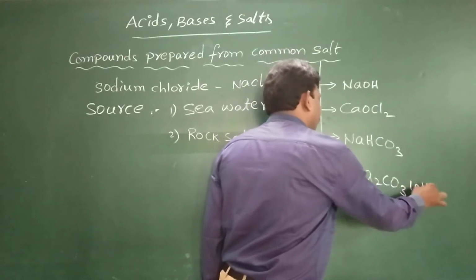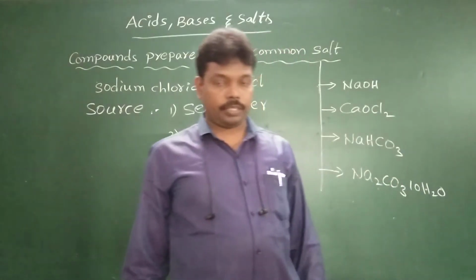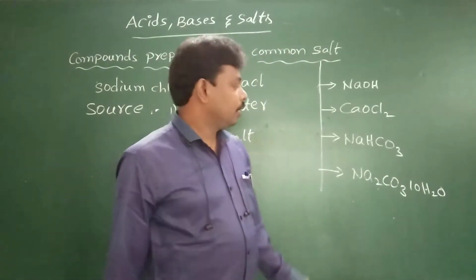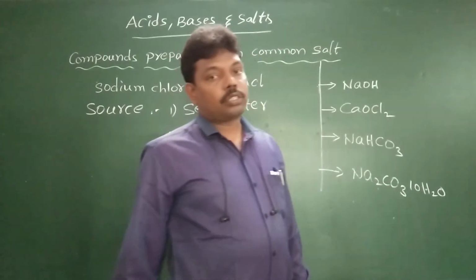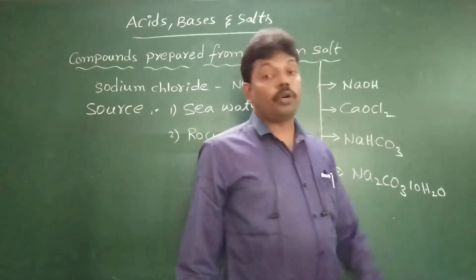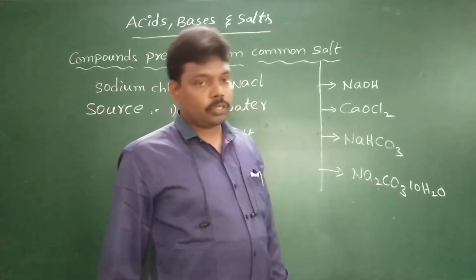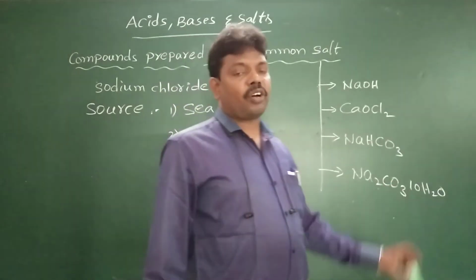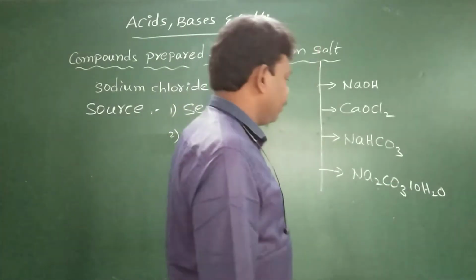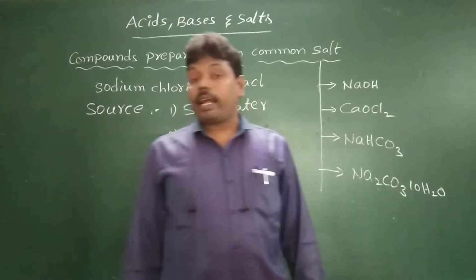Na2CO3.10H2O. Only Na2CO3 is called soda ash, generally sodium carbonate, which is used in the glass industry. Na2CO3.10H2O is called washing soda. The chemical name is simply sodium carbonate in both cases. These are the main compounds prepared from the common salt.